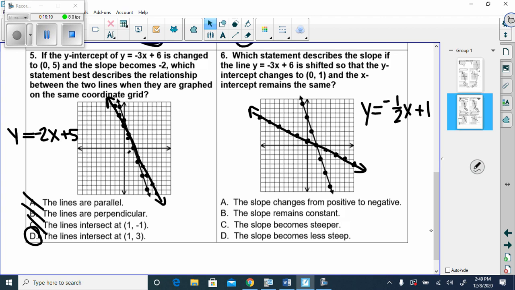Okay. So it said the slope changed from a positive to a negative. Did that happen? No, our slope is still negative. Okay. Then it says the slope remains constant. Did the slope remain the same? The slope became steeper. No, it became less steep. Okay. So y'all do math.